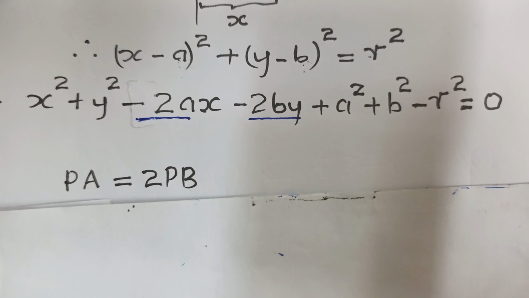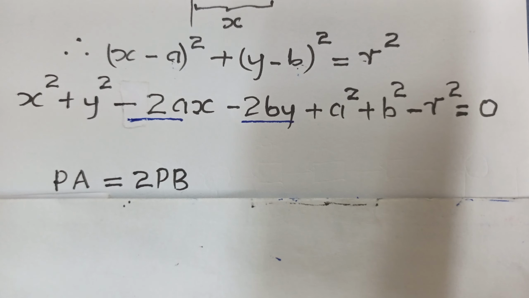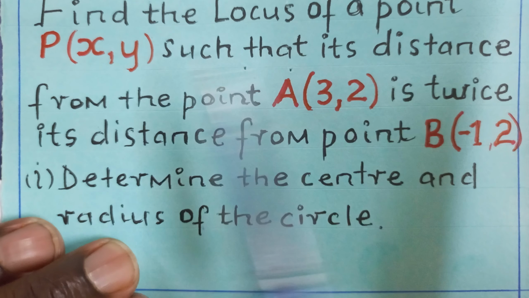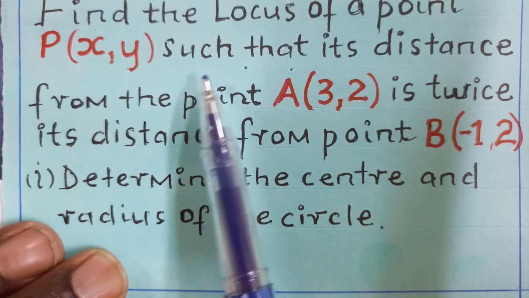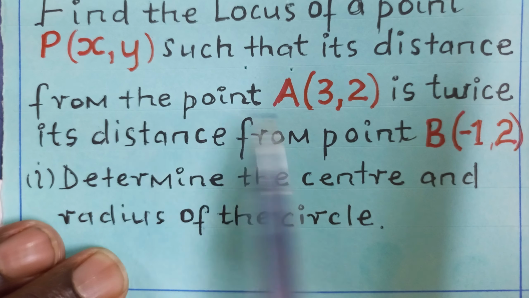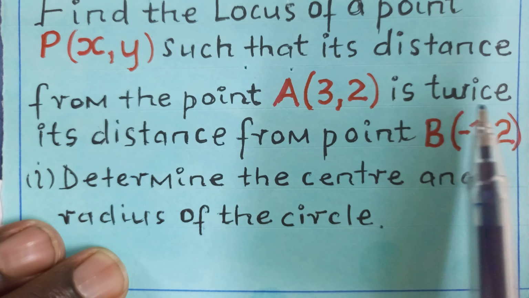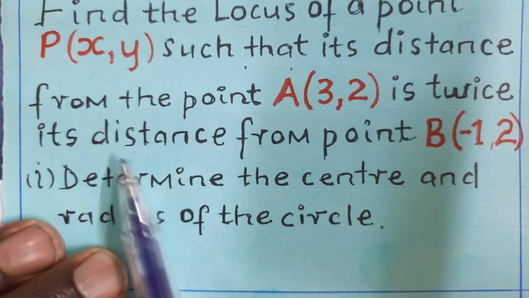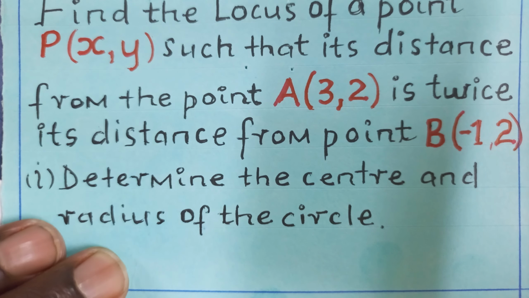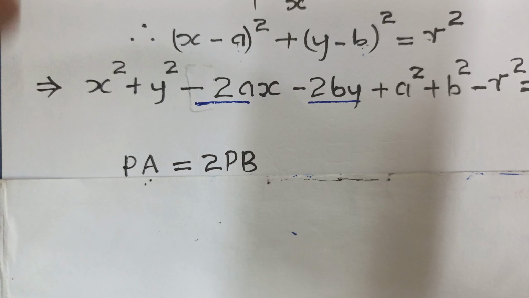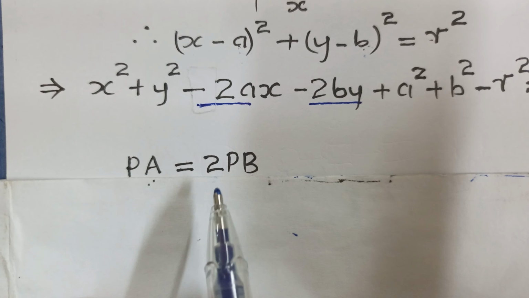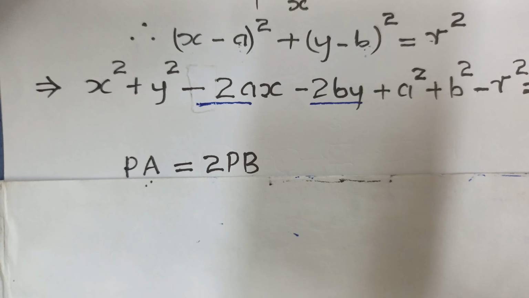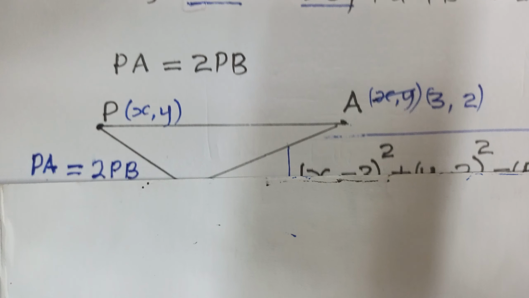Here is our equation. We are told, according to the question, that P is such that its distance from point A is twice its distance from point B. And therefore, as you can see, if you multiply PB by 2, you'll get PA. But first, let's see the diagram that I have used.